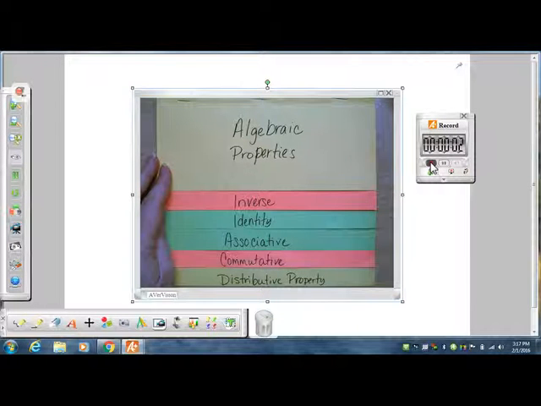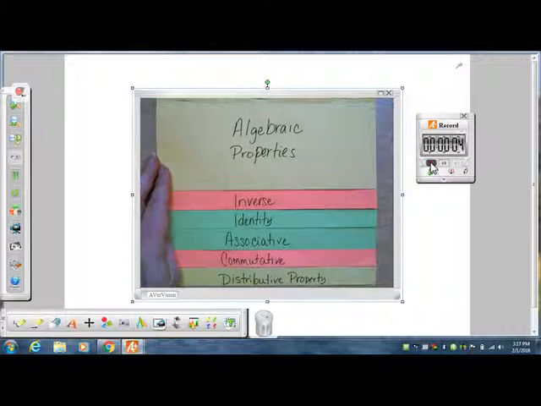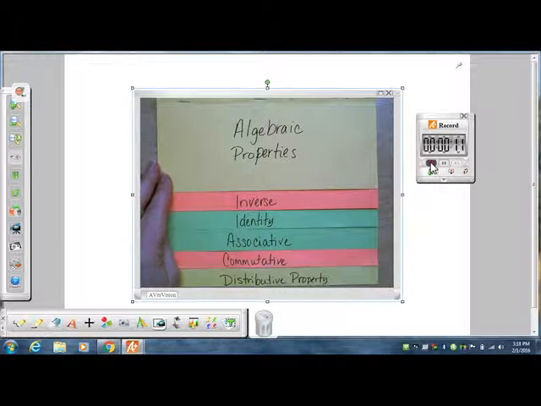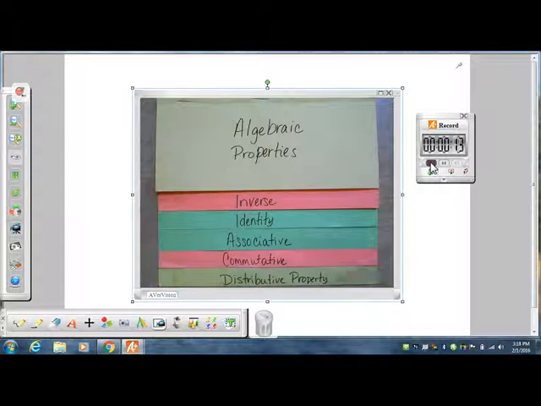Today we're going to talk about the algebraic properties. Now remember, you created in class a foldable with these properties on there, so I'm just going to recreate it real quick and go through some of those things that we have been talking about.